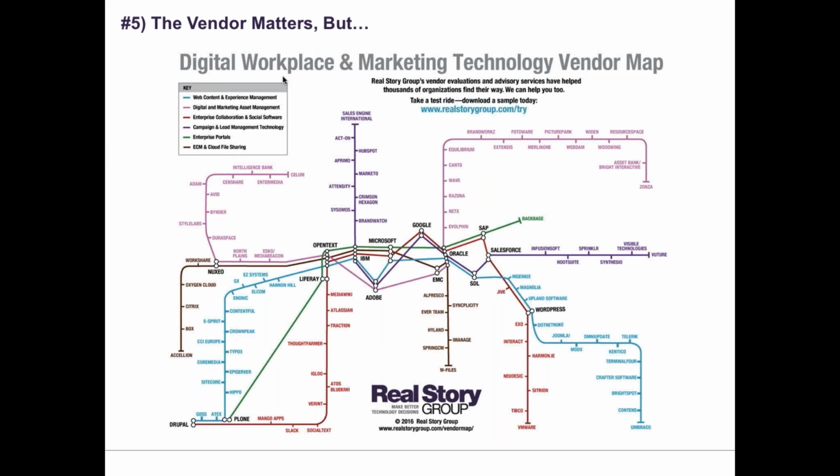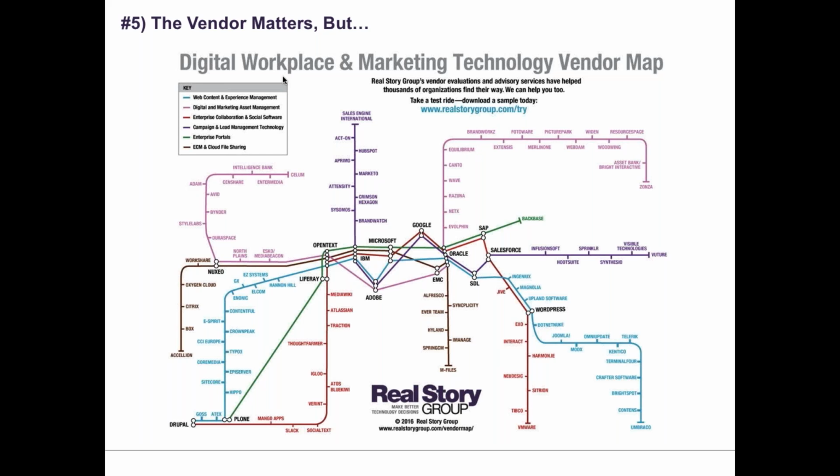This is our famous subway map that shows where different vendors fit along different lines, each one representing a different technology or marketplace. So, for example, the light pink is digital asset management, whereas brown is ECM, and the light blue is web content and experience management. Red is enterprise collaboration and social software, and so on and so forth. And so this kind of helps you understand which vendors do what and which vendors don't do what.